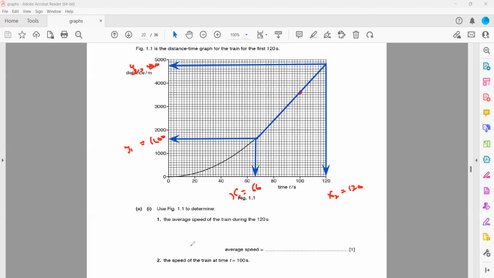So we use the formula y2 minus y1 over x2 minus x1 to get the speed at 100 seconds, because the speed at 100 seconds is the same as in this whole region, as it's a straight line. So y2 is 4,800, y1 is 1,600, x2 is 120, and x1 is 66. So 3,200 divided by 120 minus 66, which is equal to 54.